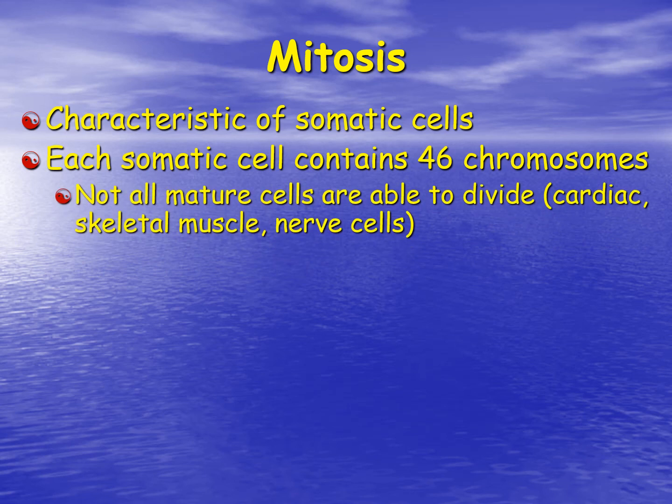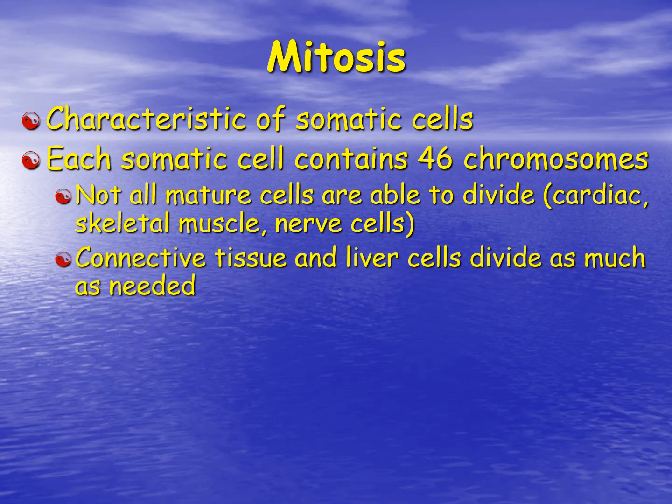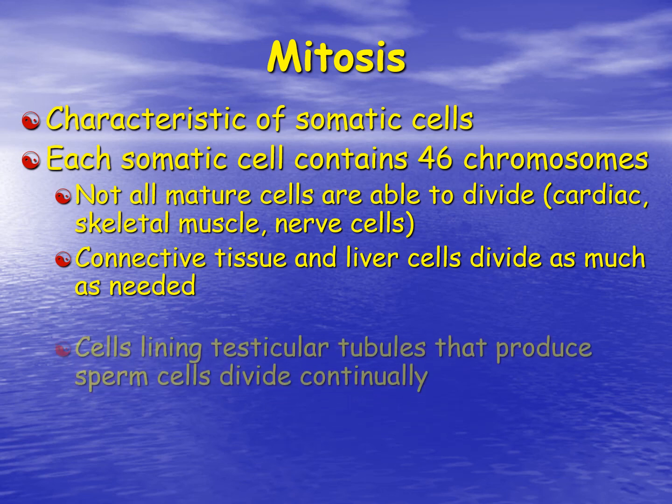Not all mature cells are able to undergo mitosis. We have what we call permanent tissues of cardiac muscle, skeletal muscle, and neurons that, once they are mature cells and have reached full differentiation, are arrested in the growth phase of interphase and actually stop dividing. Connective tissue and liver cells divide as much as they are needed, and typically don't undergo a lot of mitosis unless they are replacing cells that were damaged from injury.